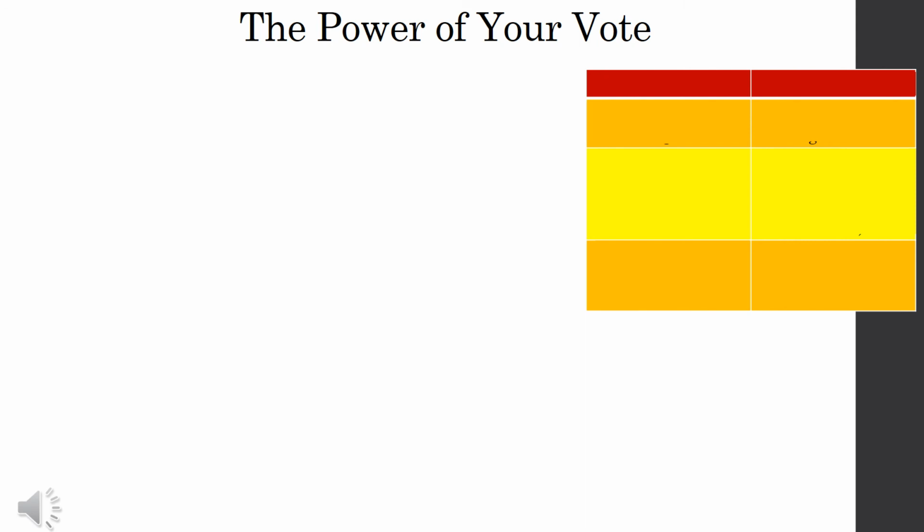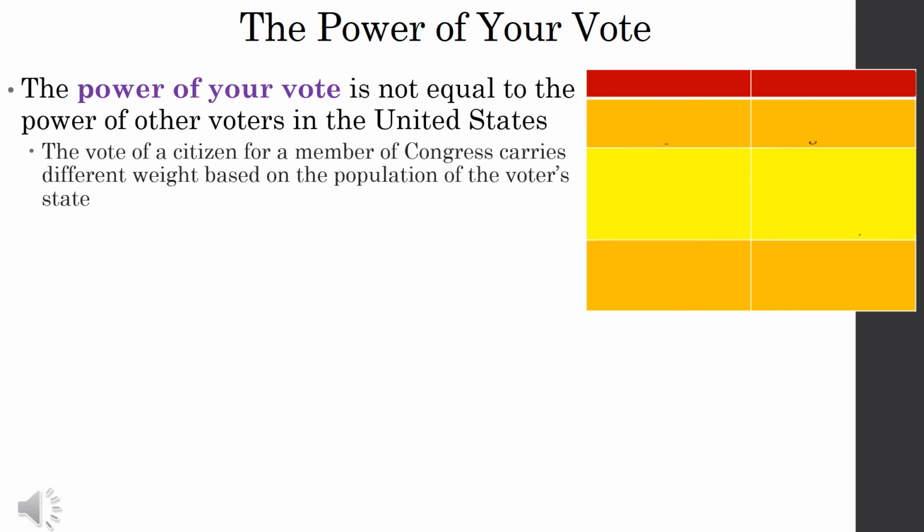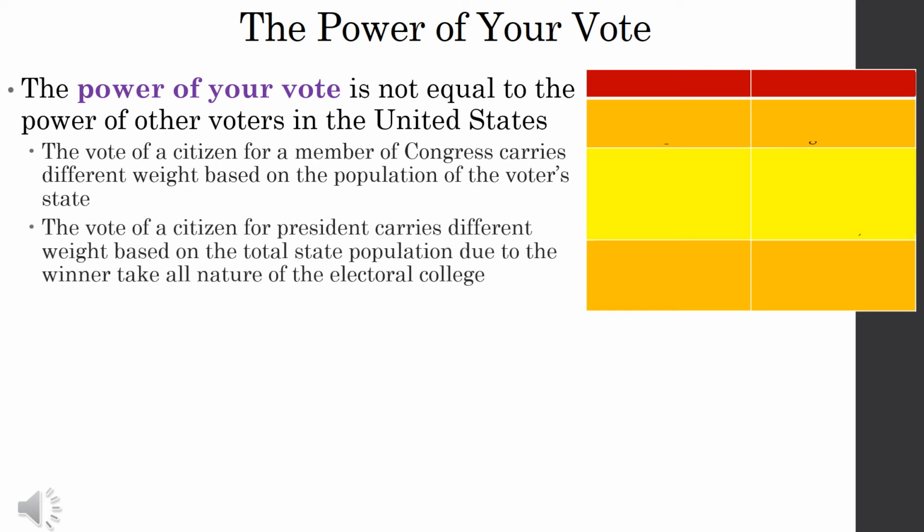Now you know the true power of the federal government, but the question is, do all citizens have equal power in controlling that government through their vote? The power of your vote is not equal to the power of other voters in the United States. For example, the vote of a citizen for a member of Congress carries different weight based on the population of the voter's state, and the vote of a citizen for president carries different weight based on the total state population due to the winner-take-all nature of the Electoral College. What does this look like? Let's compare the power of voting in Wyoming to that in New York.